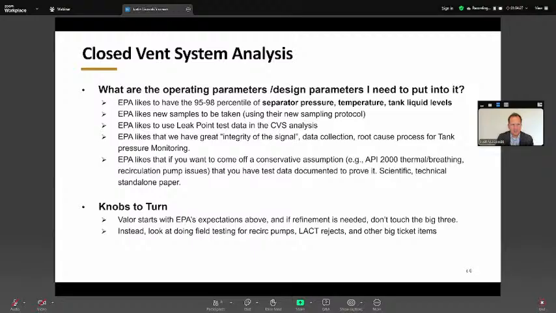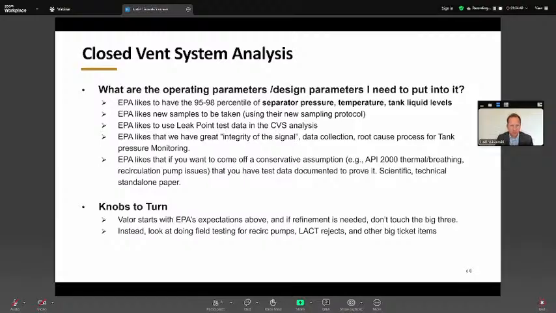And a lot of our design basis, we leverage the US EPA. US EPA likes to look at the 95th to 98th percentile of pressure, temperature, and tank levels. They want you to take new samples so you can use an equation of state model to actually determine what that flash is coming off of that. They actually want you to do leak testing where you actually pressure up your tanks.